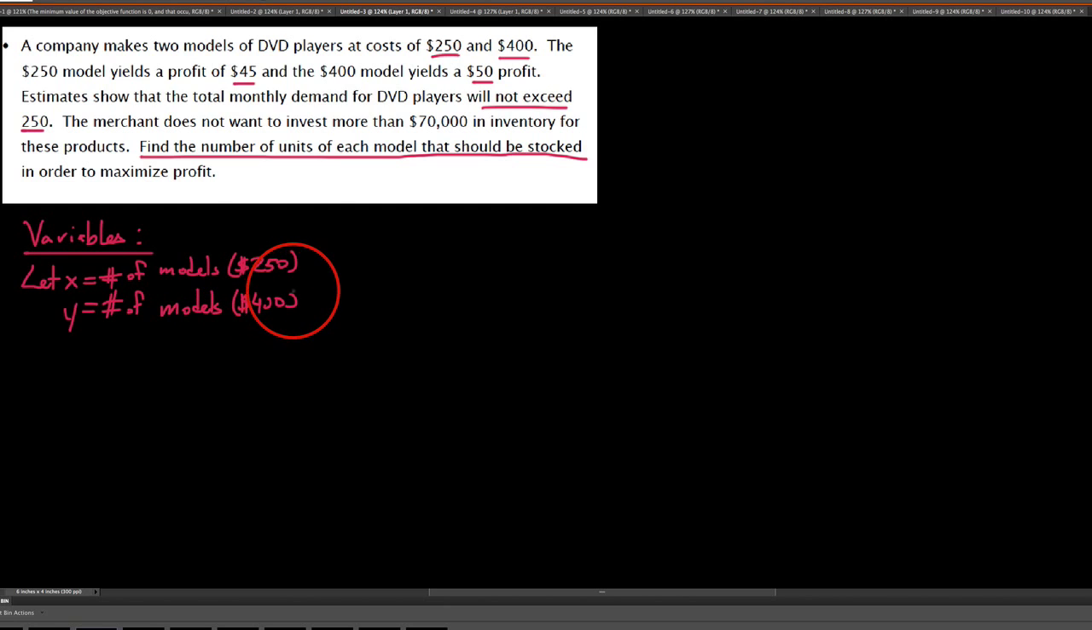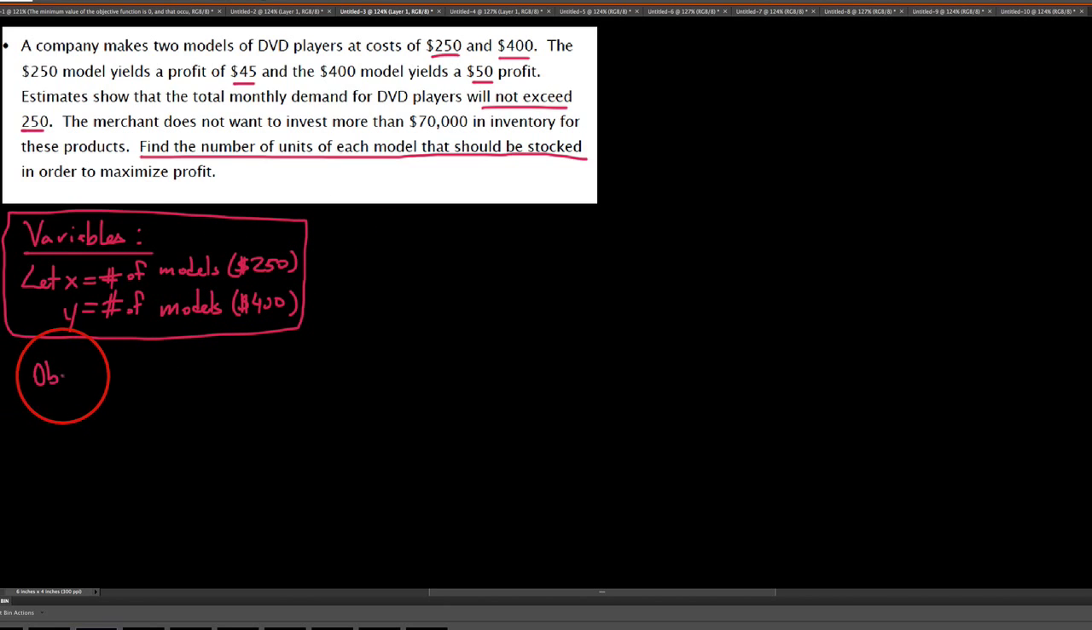So now that we have both of these down, know that X and Y represent not dollars, but the number of models that we should produce at each of those costs, or DVD players here. So we have our variables defined. Let's talk about our objective quantity.